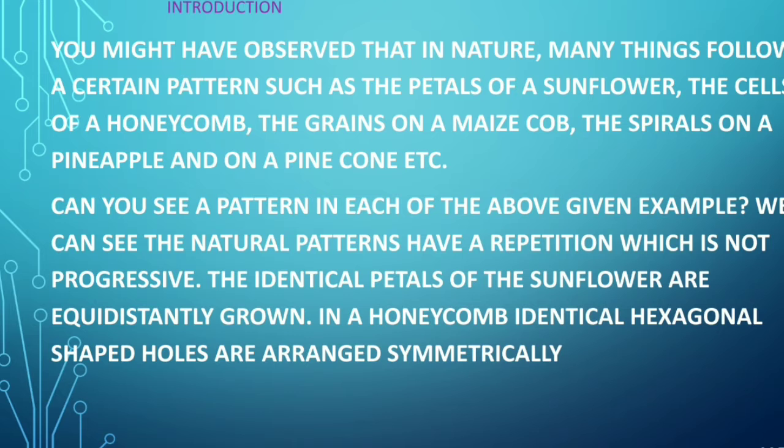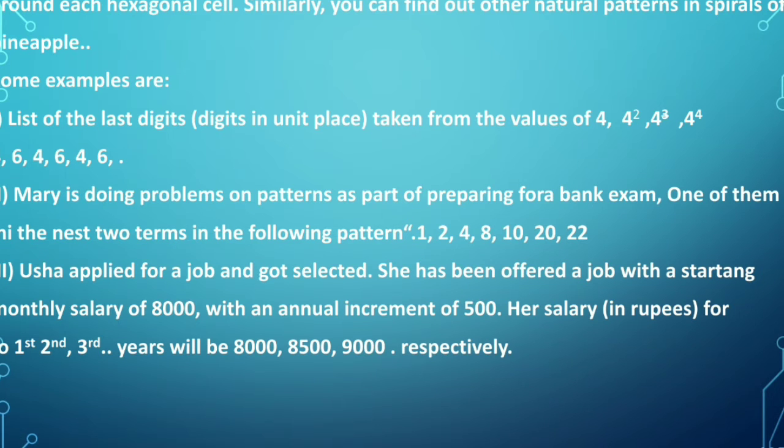We can see the natural patterns have a repetition which is not progressive. The identical petals of the sunflower are equidistantly grown. In a honeycomb, identical hexagonal shaped holes are arranged symmetrically around each hexagonal cell. Similarly, you can find other natural patterns in the spirals of a pineapple. So now let us see some numerical examples.